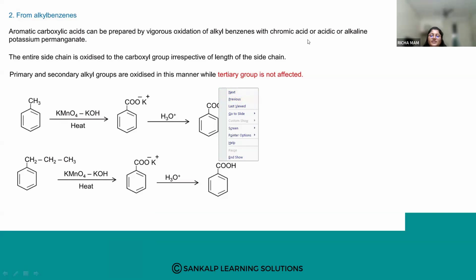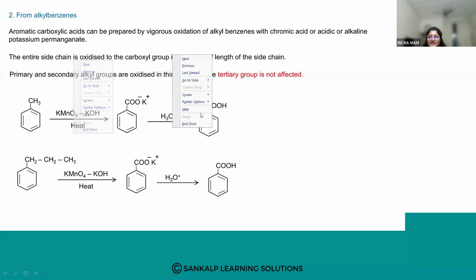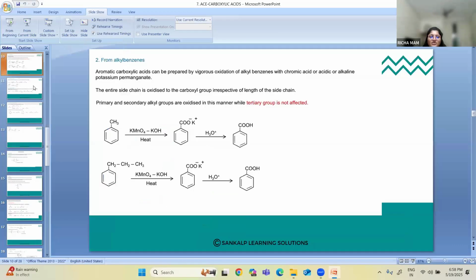Then we have started with carboxylic acids. We have seen nomenclature, the structure, and two methods of preparation of carboxylic acid. The remaining things about carboxylic acid we shall be discussing in tomorrow's class. Any doubts up to here? Is it clear? Any doubts?